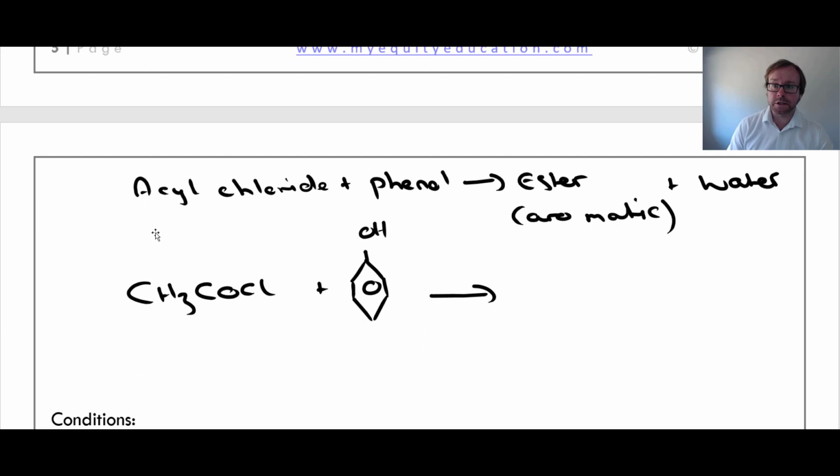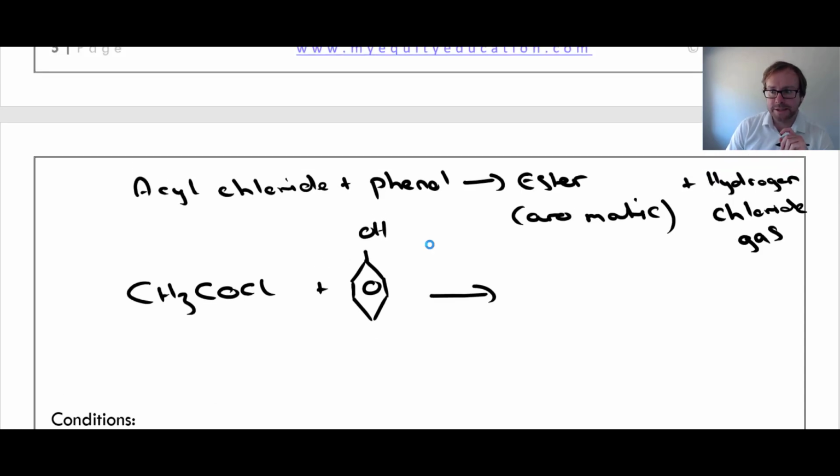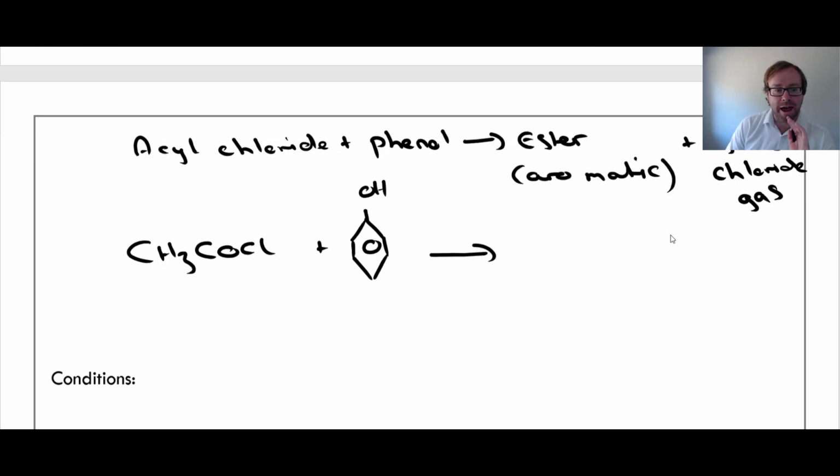Next one. So another type of esterification. We're using an acyl chloride again, but we can react it to form an aromatic ester. So I'm going to use my phenol, and I'm going to produce ester plus. We're definitely not going to produce water. Let's just change that. I'll be back in a sec. Okay, I've corrected it. So let's try again. An acyl chloride plus phenol makes an aromatic ester plus hydrogen chloride gas.